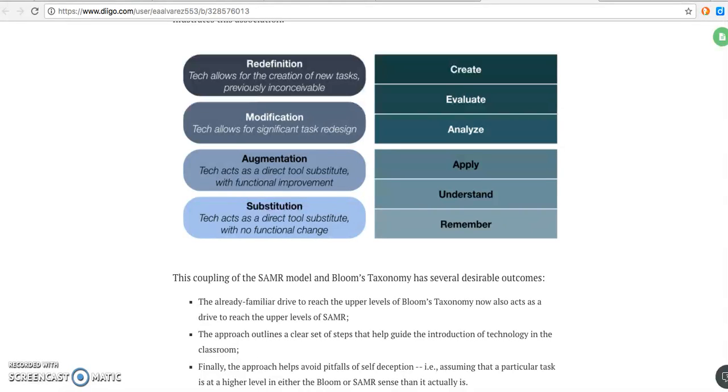Neil is going to review for you the levels of modification and redefinition and what that looks like within lessons.